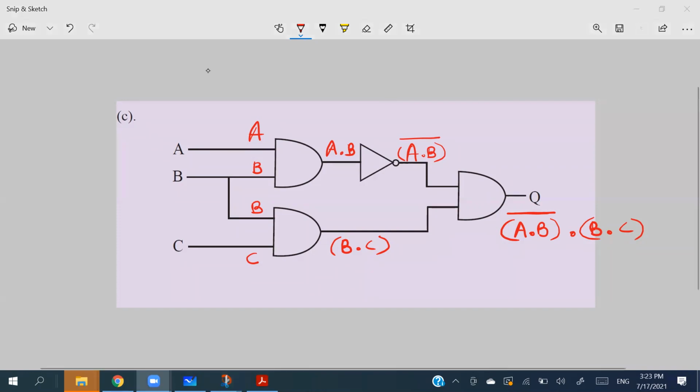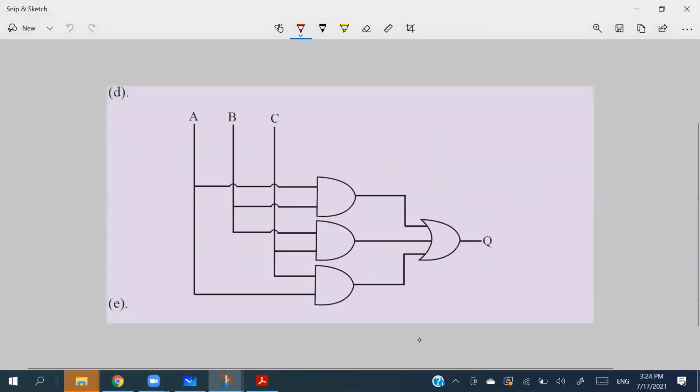Right? Okay, so people are moving forward. Part D, so this got A, B, and C, and this is having A and B as input. This is having B and C as input. This is having C and A as inputs.